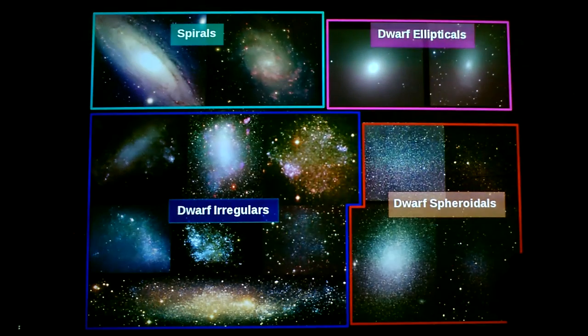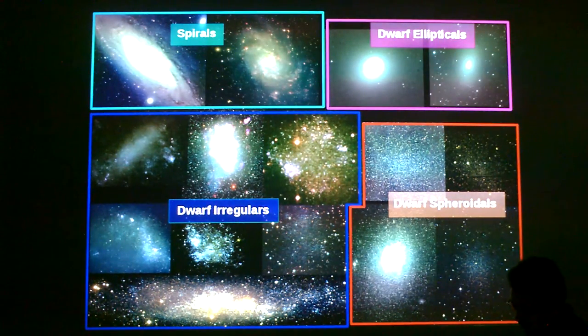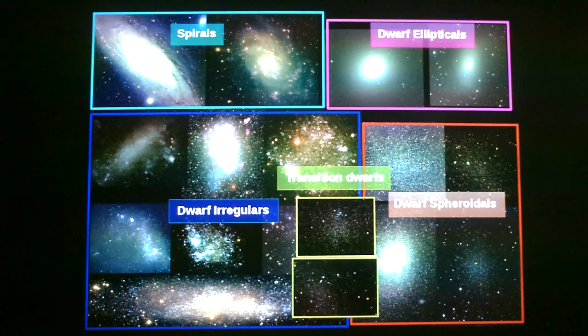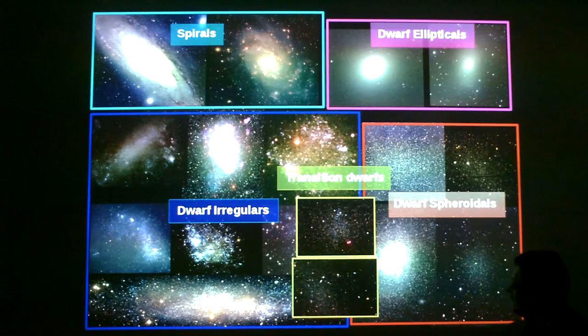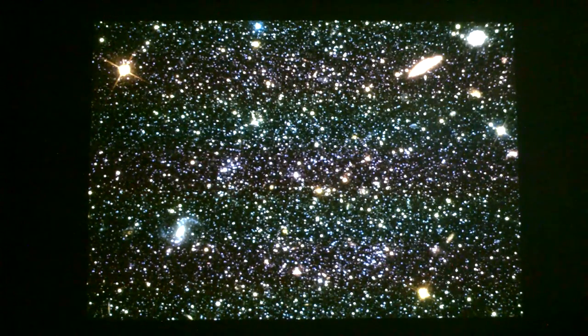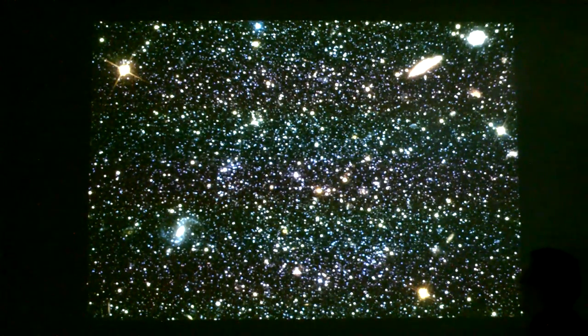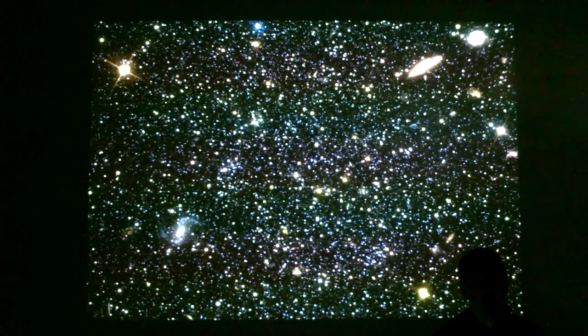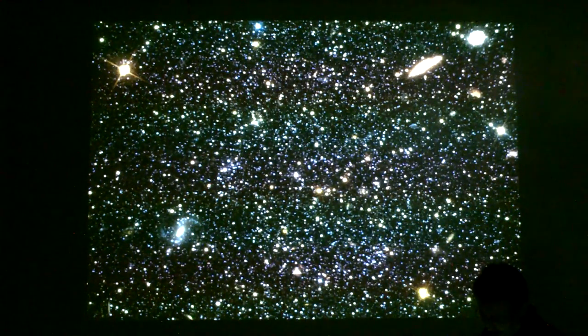So we are here, and we also have a type of galaxy in the middle, between the dwarf spheroidals and dwarf irregulars, which are the transition galaxies. This is a picture of one of them, LGS3. These galaxies are very extended, and the surface brightness is very low. Actually, this is the center of the galaxy, LGS3, and you can see the background through the center of the galaxy. Just to show you how difficult it is to analyze this type of galaxy, with such low surface brightness.